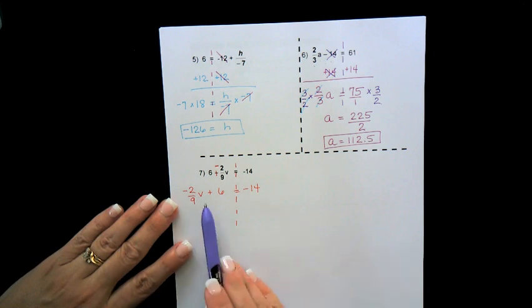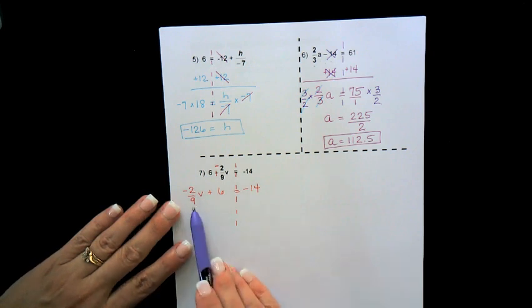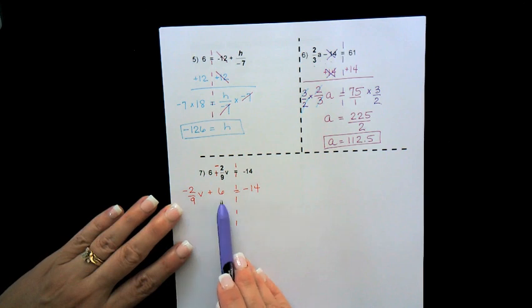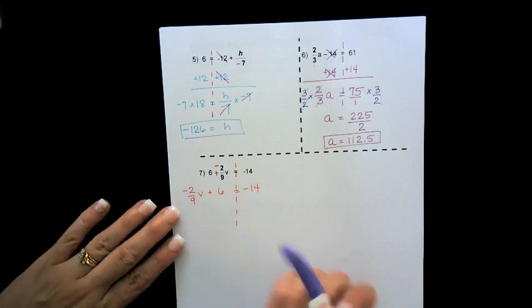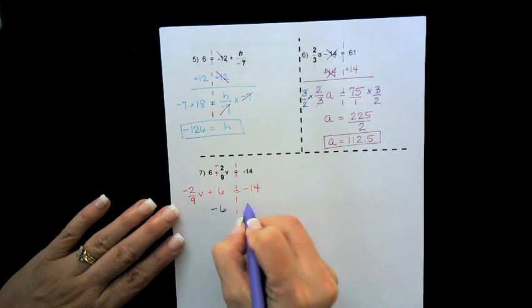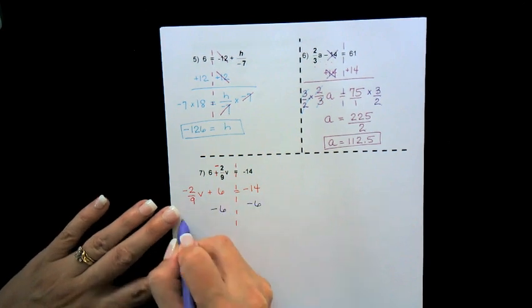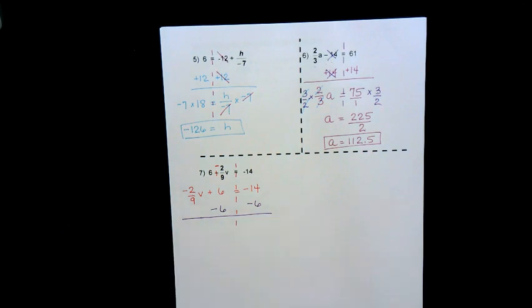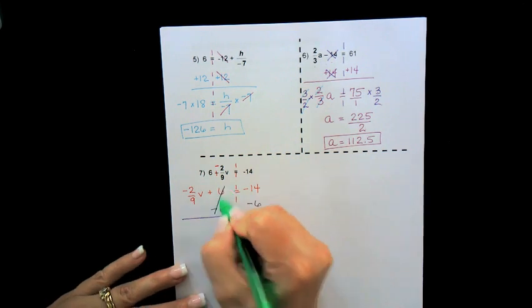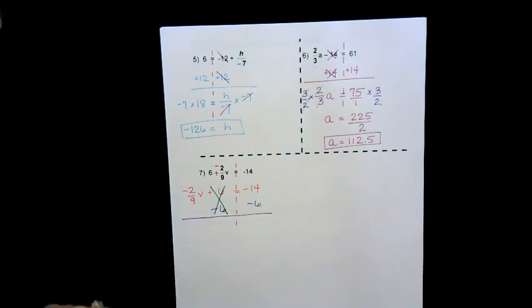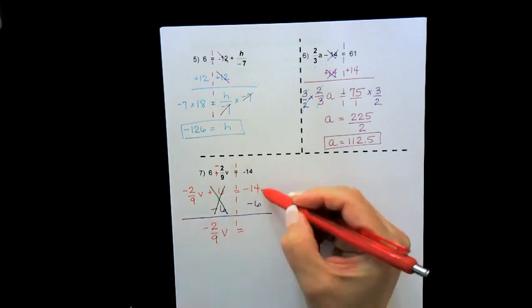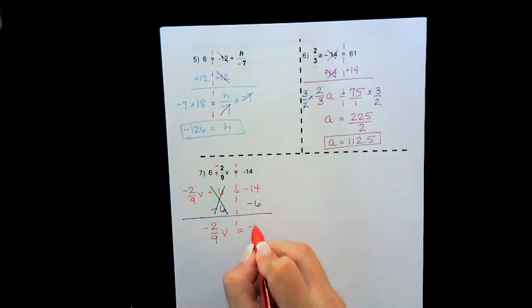So what's happening to our variable v? It's being multiplied by -2/9. It's being added by 6. So we're going to do the opposite of adding 6, which is to subtract 6. You'll notice again, I'm doing it on both sides of that imaginary line. Now, adding 6 and subtracting 6 cancel out. It's the whole reason we did that. That leaves me with -2/9 v equals, and then over here on the right side, -14 minus 6 gives me -20.